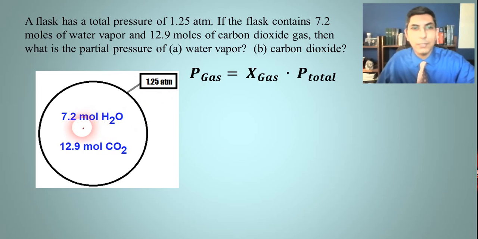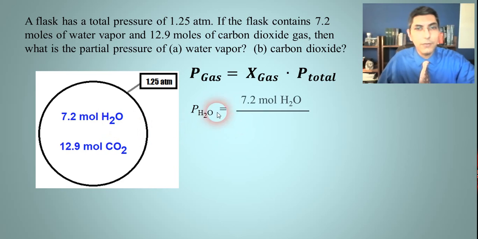And inside the flask, we have 7.2 moles of water and 12.9 moles of carbon dioxide. So we're trying to find the partial pressure of the water vapor first. The mole fraction of the gas, the X of the gas, if it's water, is 7.2 moles divided by the total, right? So that would be whatever the sum of these two numbers is. I think it's about 20.1 total.